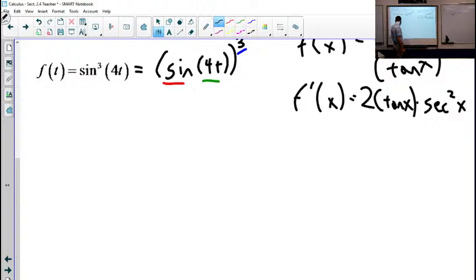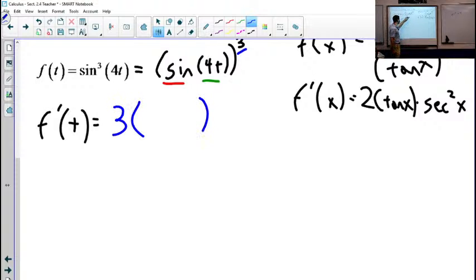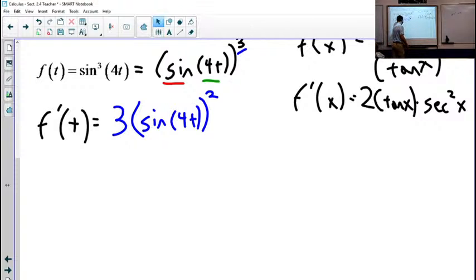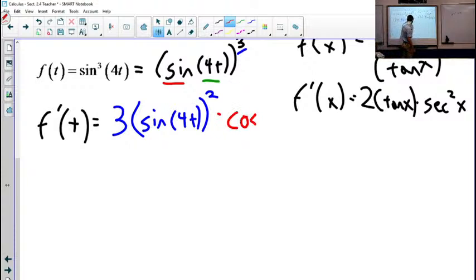So f prime is going to be, well, first we're going to deal with cubed. Derivative of cubed would be 3 times the thing squared. Well, what's that inside function? That inside function is the sine of 4t. Times derivative of the inside part. We want derivative of sine of 4t. So the outermost function there is sine. Derivative of sine is cosine of that innermost function 4t.